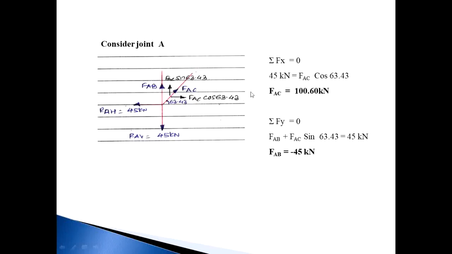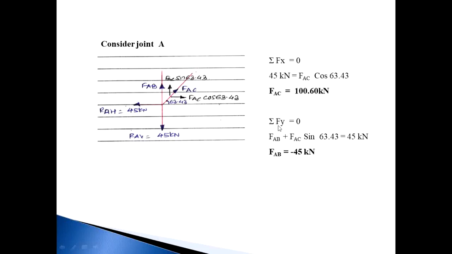So the right side is equal to the left side. So FAC cos 63.43 is equal to 45. So FAC is equal to 45 divided by cos 63.43, since the cos is multiplied on this side. So FAC is equal to 100.60 kilonewton.